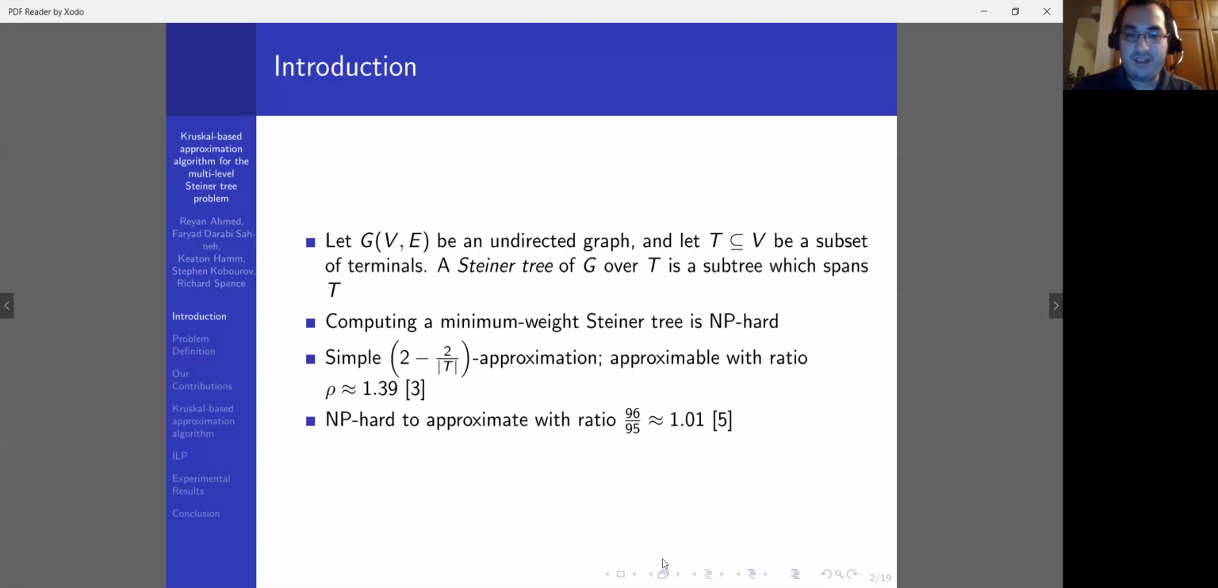Some basic facts about the Steiner tree problem in graphs. It is NP-hard. However, it does admit constant approximation algorithms. The currently best known approximation has ratio approximately 1.39 by Byrka et al. On the other hand, it is hard to approximate this problem arbitrarily close to 1.